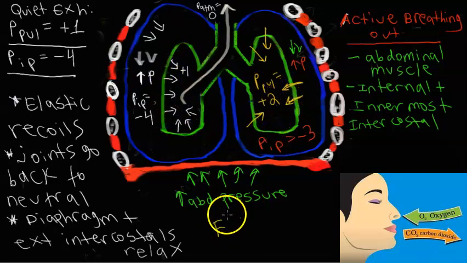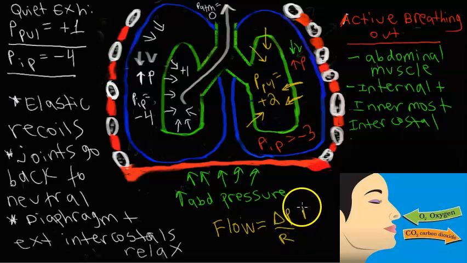You know there's an equation, and this equation is flow is proportional to the change in pressure over resistance. So if there's a bigger delta P, there's going to be more flow. So in this case, more air is going to rush out. And this is important in situations where you're exercising, where you need more oxygen. But in order to get more oxygen, you need to breathe out all the waste, all the CO2 out.